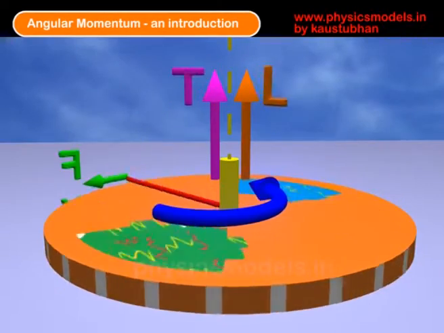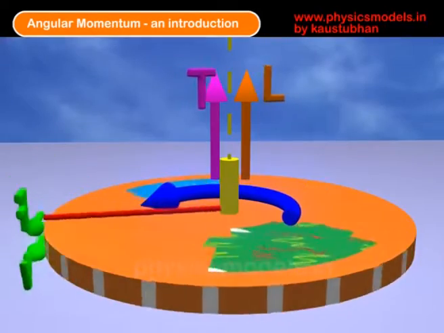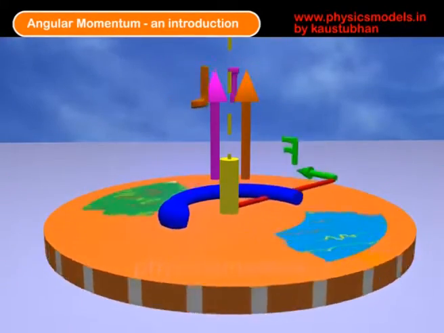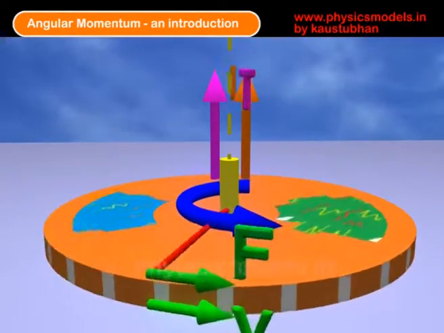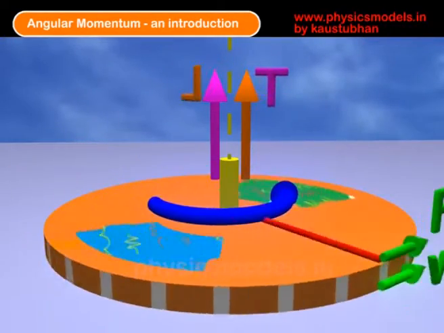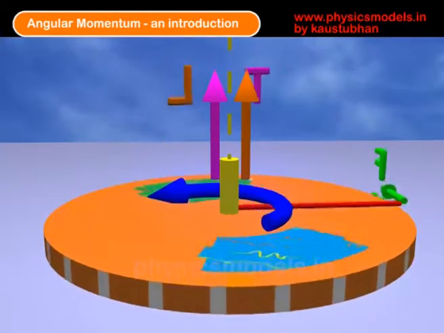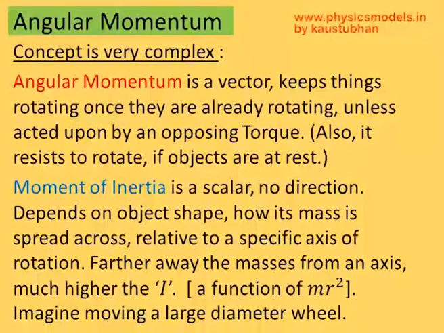Hi, in this video I'll explain the somewhat complex concept of angular momentum in relation to moment of inertia and torque. In this disk which is rotating in front of us, you can see a tangential force F, a velocity V, and a curved blue arrow which denotes the angular velocity omega. Now let's look at what's the difference between angular momentum and moment of inertia.